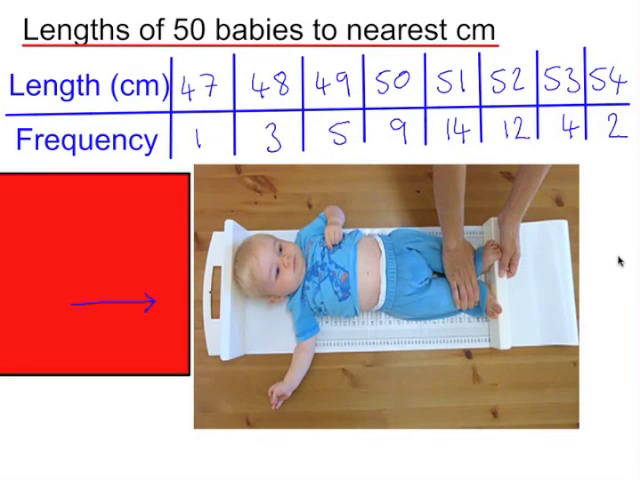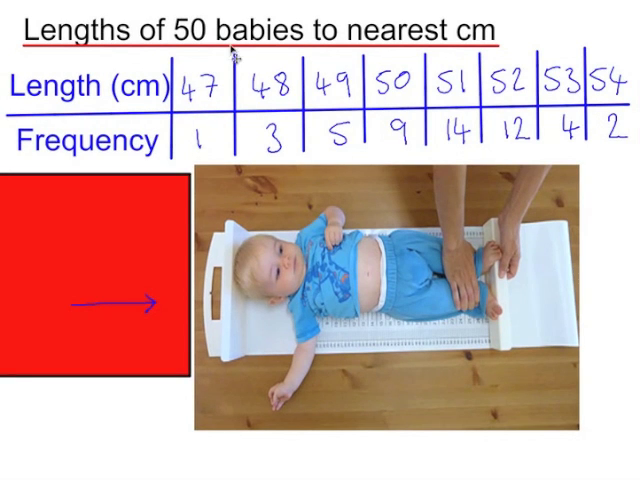This lesson looks at the histogram as a way of representing data and also compares histograms with dot plots and box and whisker plots to determine which is the most appropriate way of representing some data. We'll start with this example where we have 50 babies.